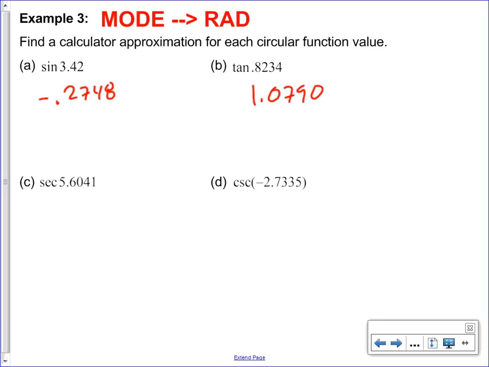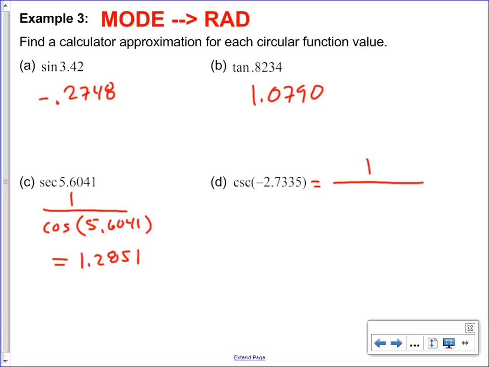When it comes to the reciprocal identities, again, secant is just 1 over cosine. So you're just plugging in 1 over the cosine of 5.6041, which is about 1.2851. And cosecant is a reciprocal of sine, so this is just 1 over the sine of negative 2.7335, which gets you negative 2.5198. Again, go ahead and pause whenever you need to. Double check my calculations. Make sure you can get them from your calculator.